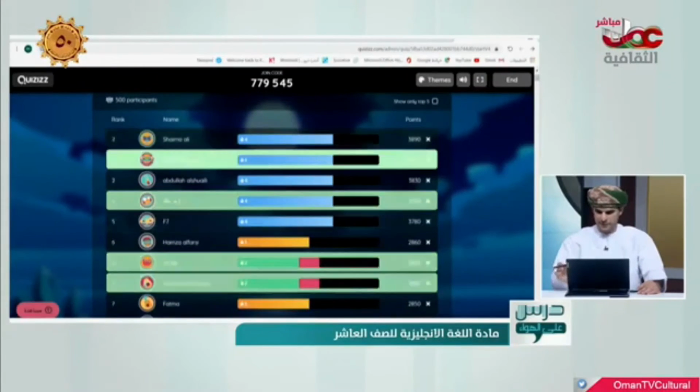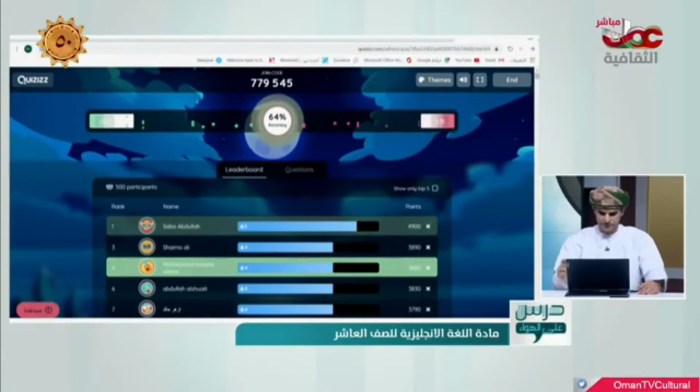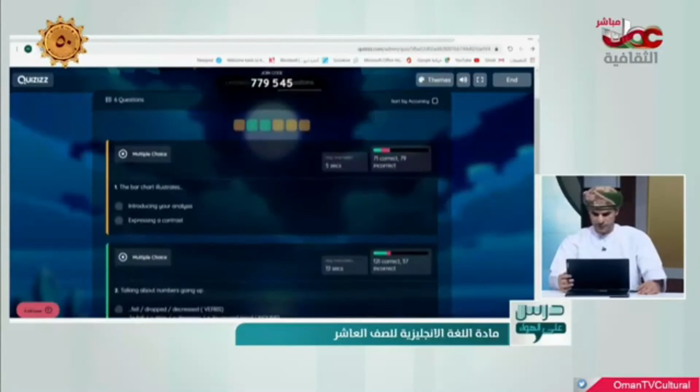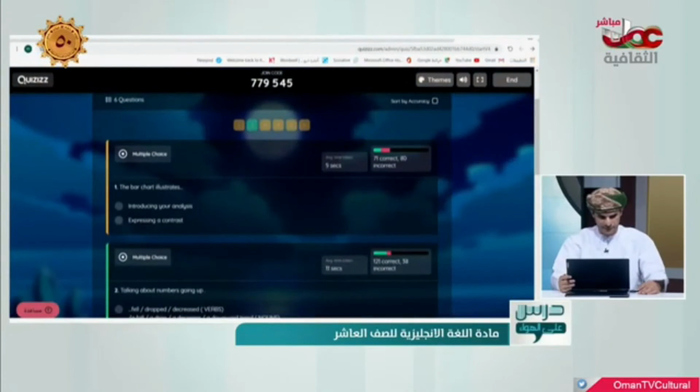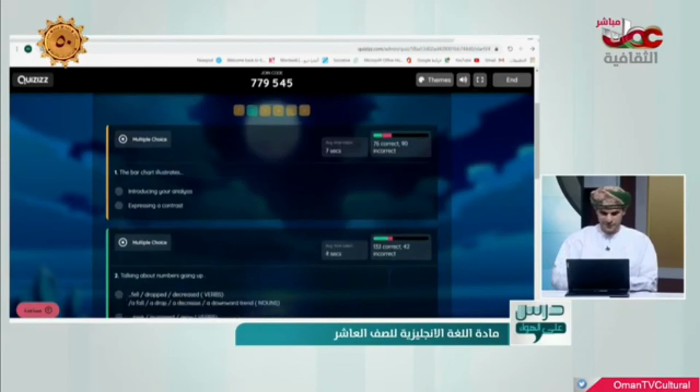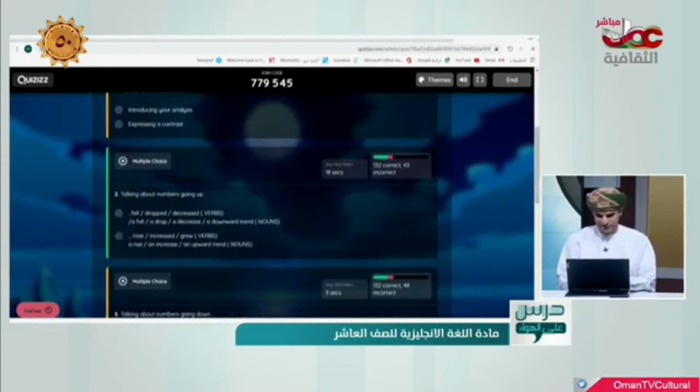Okay, let's see the questions. Any problem here? Oh, first one. The bar chart illustrates. Is it introducing, analysis, or expressing a contrast? There is no contrast here, so you are starting your paragraph, introducing the analysis that you are going to do for the chart. This question, oh, thank God, more than 100 correct answers.